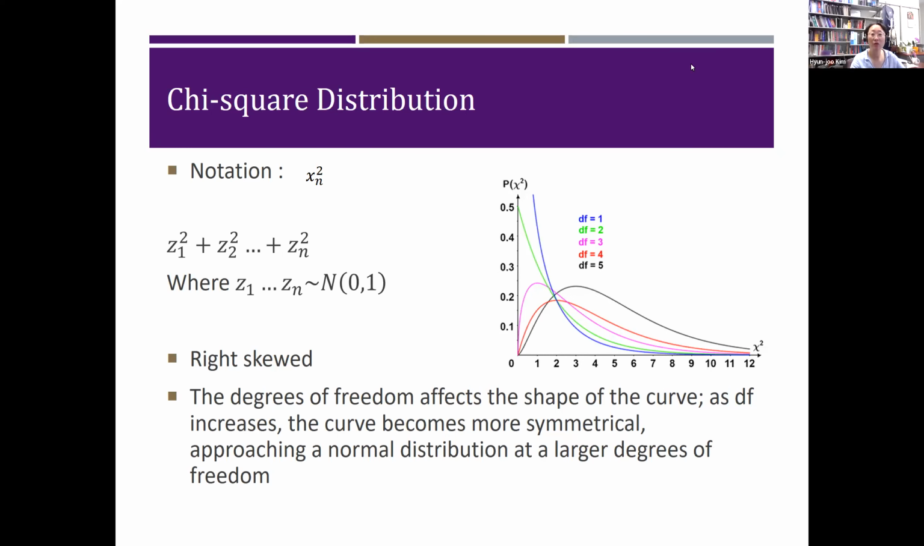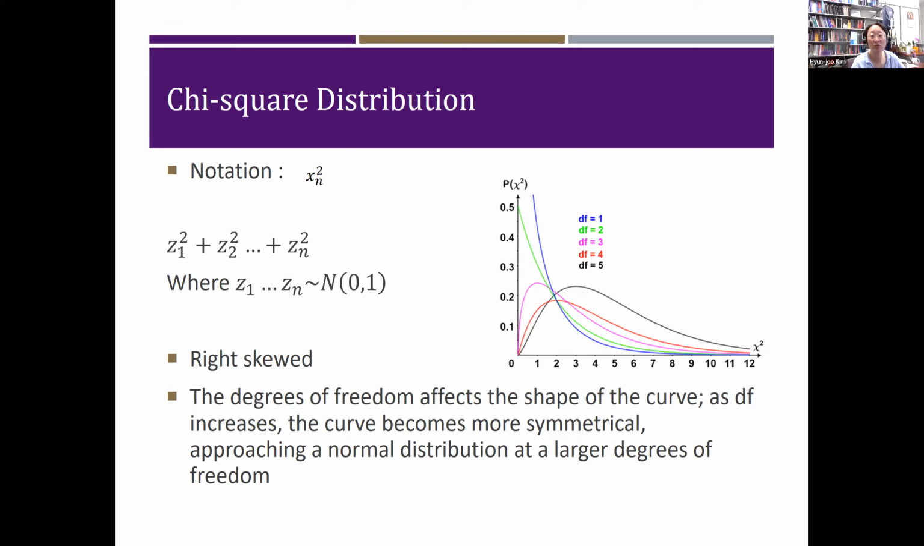This is video 3 of categorical data analysis. This is a short video learning the chi-square distribution. First, we use the notation of the Greek letter chi, squared, with degrees of freedom n.